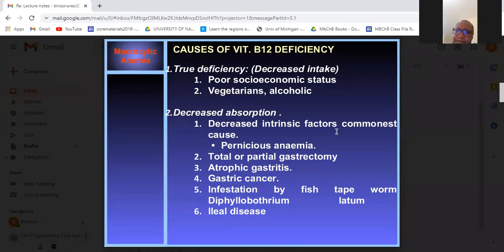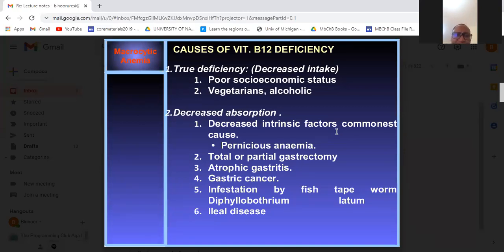So what causes vitamin B12 deficiency? What will make you have a B12 deficiency? It could be because you're not taking the food, you're not taking any food intake. People of poor socioeconomic status, vegetarians, alcoholics, those may have poor intake or poor absorption, not eating well, or decreased absorption.